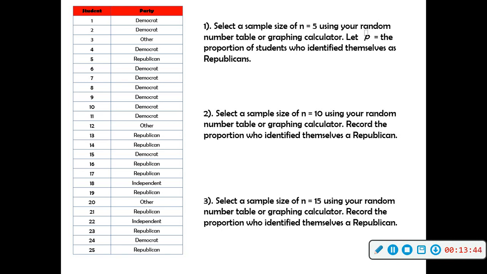Take a moment and take a sample of size 5 using your random number table, or you can use a graphing calculator. And this should be a p-hat. Sorry about the symbol; I'll do my best to include the correct symbol in the notes. But p-hat is the proportion of students who identified themselves as Republicans. So take a random sample of 5 students from here and determine the proportion of those 5 students that are Republican. Same thing for size 10, same thing for size 15.